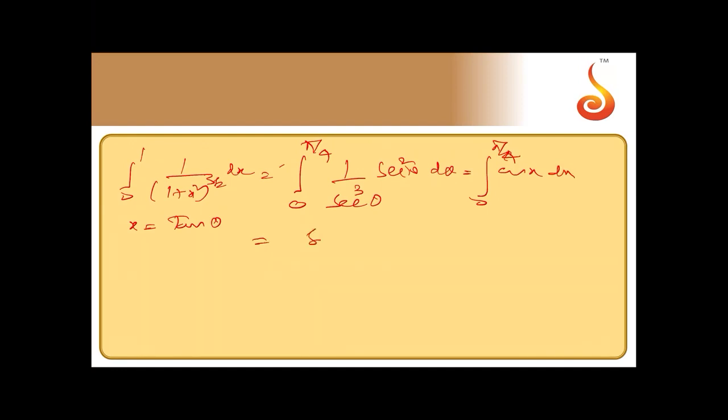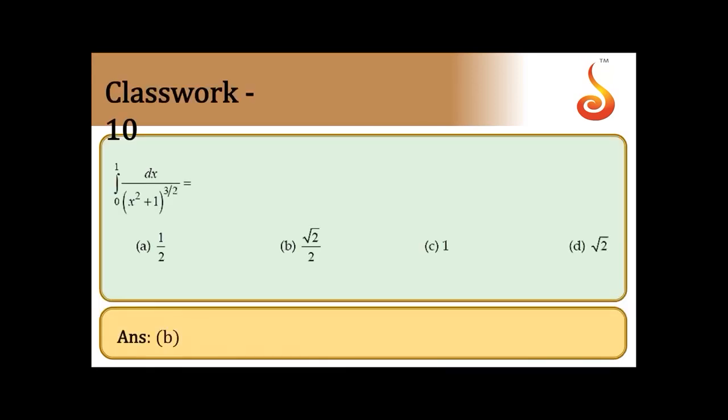Yes, of course, this is nothing but sin x from 0 to pi by 4, that is equal to 1 by root 2. So the answer is 1 by root 2. Of course, it is option B.